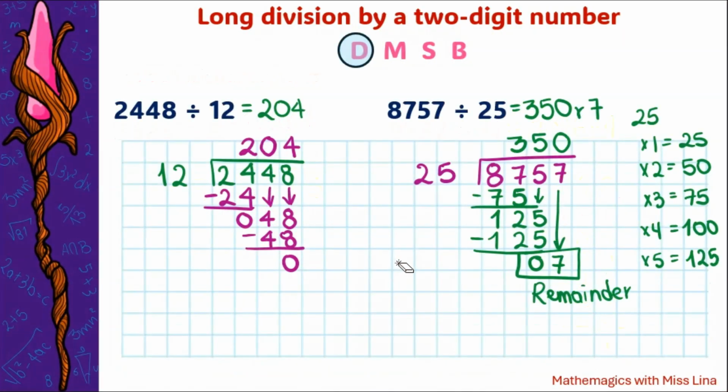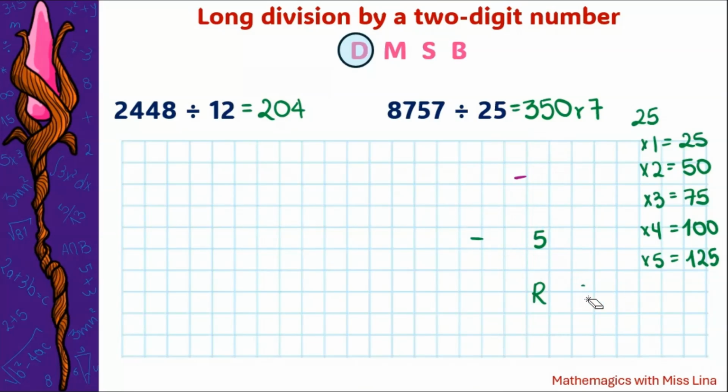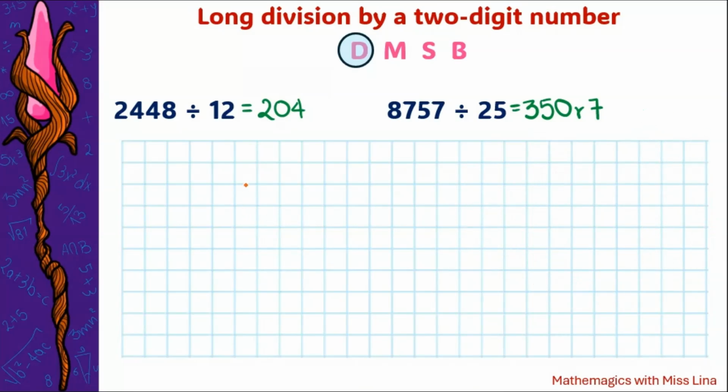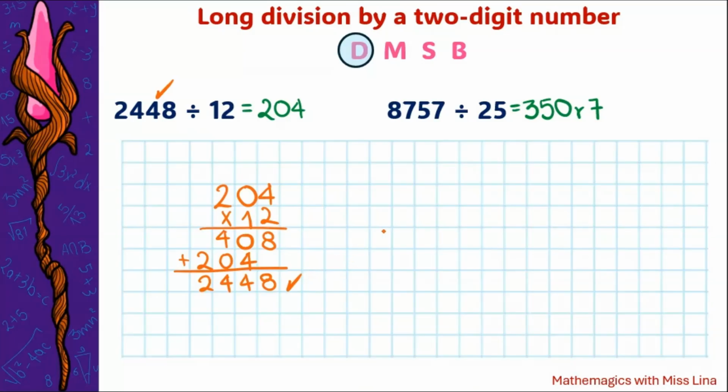Something very important about division, guys. You can test the result to check if it's correct. So once you have gotten the result, what you need to do is to multiply that result by the divisor. In this case, 204 times 12. And if it's correct, you should get the number that you divide. Let's do the multiplication. In this case, it's correct. We got the same number.